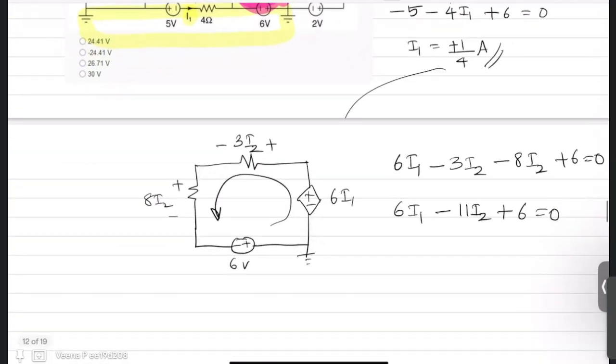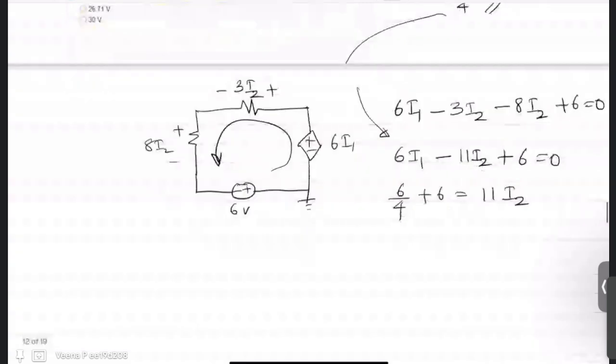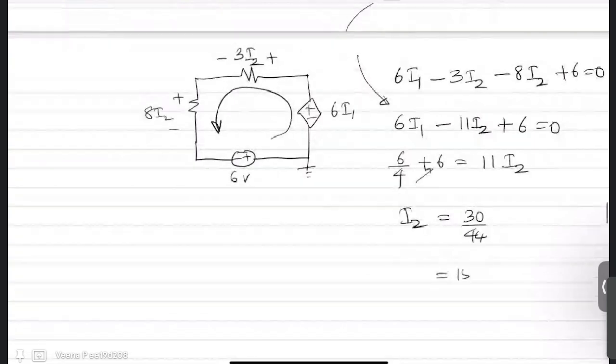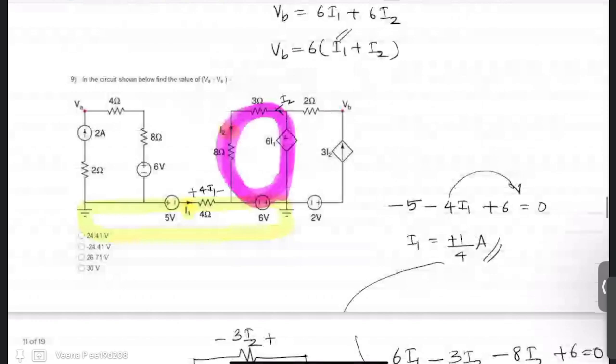Now I1 you already got, it is 1 by 4. So 6 by 4 plus 6 is equal to 11I2. Or your I2 comes out to be 30 by 4 divided by 11, so it is 30 by 44 or 15 by 22 ampere. So you got your I2.